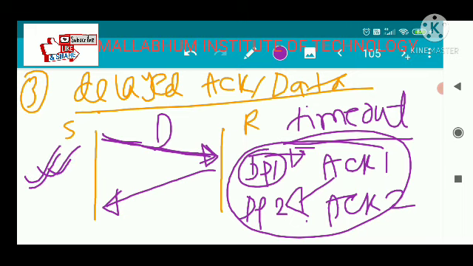This is the stop and wait protocol, and these are the three problems that happen in it. As the protocol is simple, problems are also associated with this protocol.